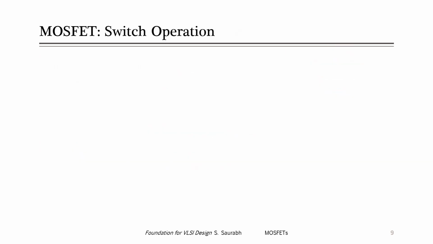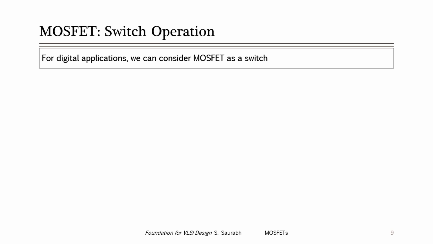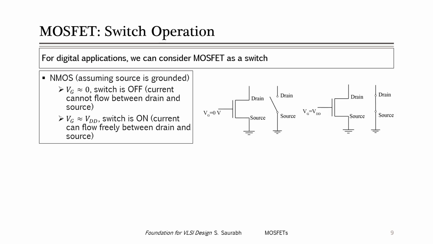So for digital circuit applications, MOSFETs are used as switches. It is very important to understand how they are used as switches in digital circuit applications. Let's first look into the NMOS, or N-channel MOSFET. In an N-channel MOSFET, assume that the source is grounded. The source and the drain are basically the contacts of the switch.